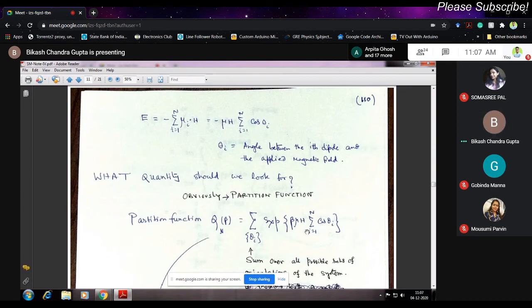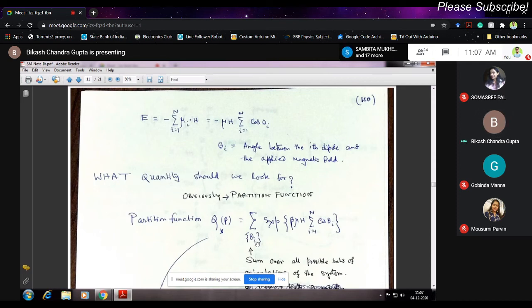And that's why, this is what you have written, e to the power minus beta en. If I say nth configuration, then you have to sum over all possible configurations of theta i, because the set of thetas can be different for different configurations. Nobody has told you that the ith dipole will only take one exact angle theta i with the field. It has a freedom. It can make any angle with the direction of the magnetic field, right?